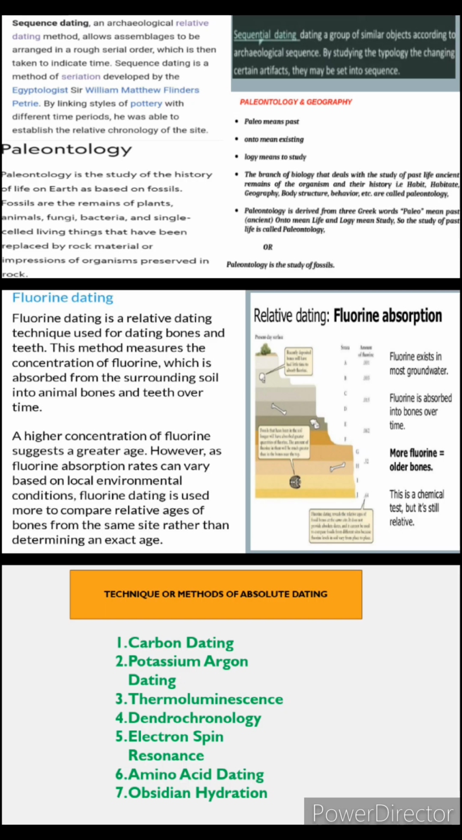Next method is sequence dating. Sequence dating, an archaeological relative dating method, allows the assemblage to be arranged in rough serial order, which can then be taken to indicate time. Sequence dating is a method of seriation developed by Egyptologist Sir William Matthew Flinders Petrie by linking pottery with different time periods. So this is also a technique of relative dating.